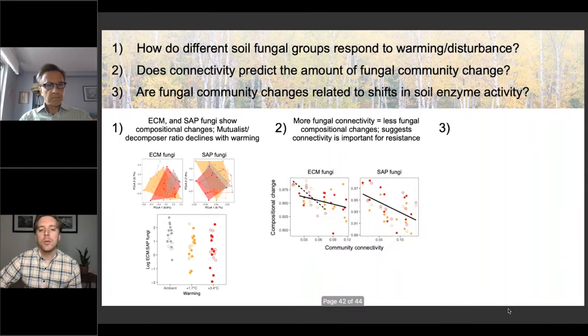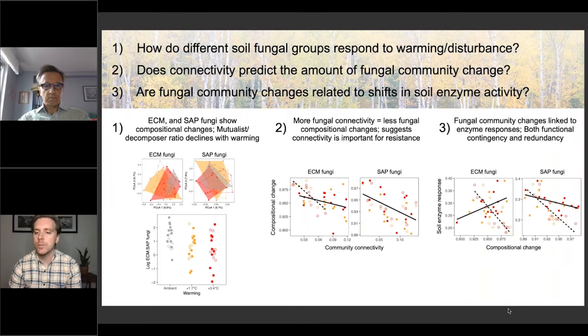I looked at how interconnectivity of microbial communities could predict community change, finding that more connected communities were more resistant to compositional shifts in response to warming and disturbance. And finally, I looked at how structure and function were related, finding some more complicated patterns where both functional contingency and functional redundancy seem to come out of the system as these fungal communities change.